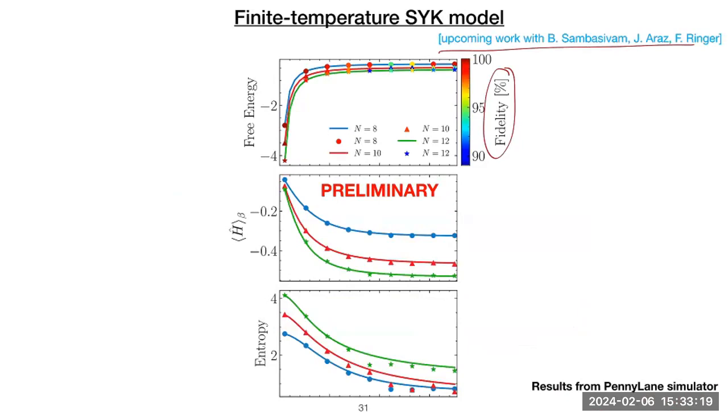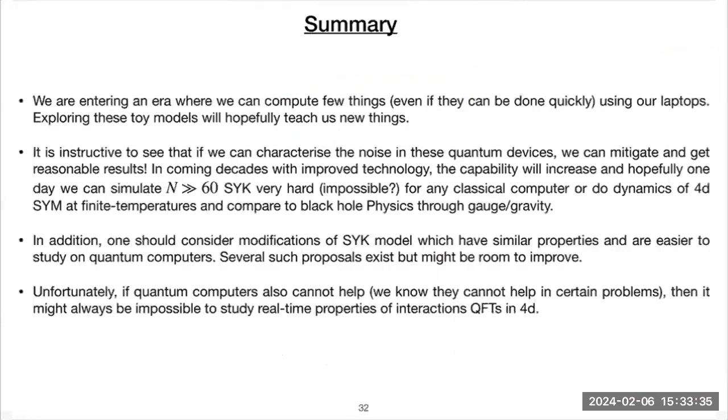This is the free energy. This is what we call the internal energy, or E, and this is the entropy. And this is from a simulator called PennyLane simulator. So once we have this worked out and we prepare a Gibbs thermal state, we can look at finite temperature OTOC. And that is one of the things we want to do in the coming years: understand everything about SYK on the quantum computer.